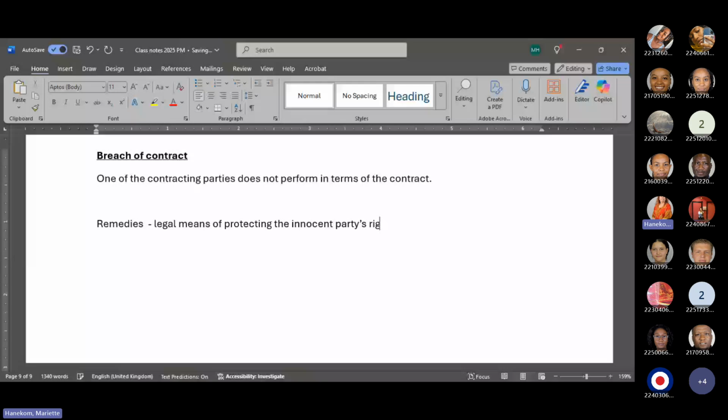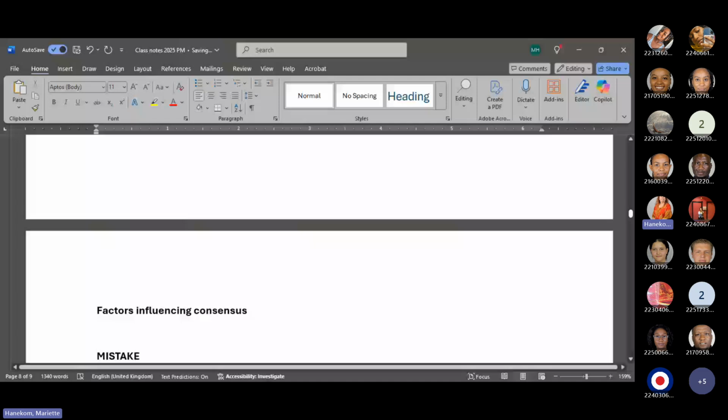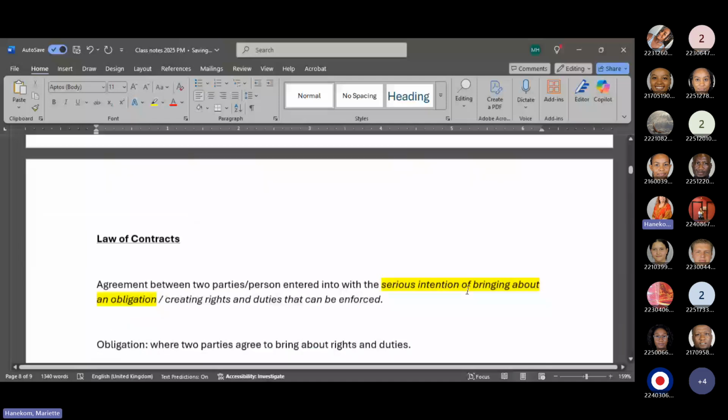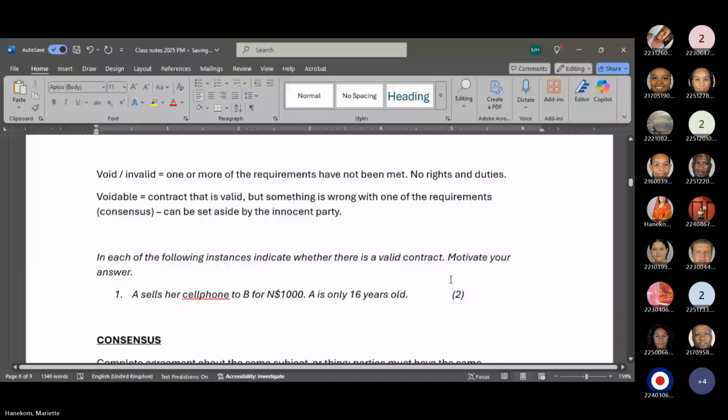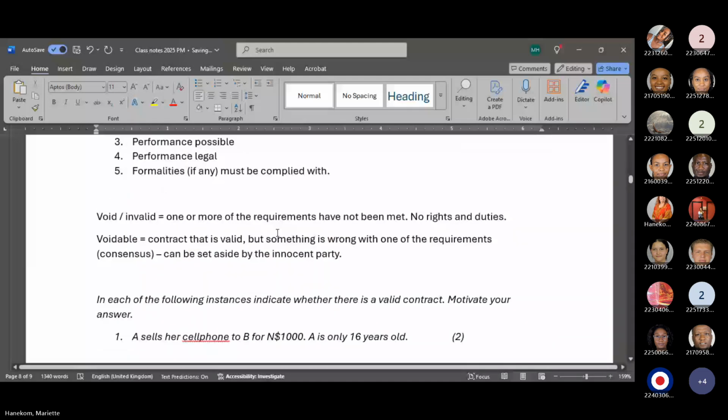Now, right at the beginning, let's scroll up. That's why I teach this way, because I can always go back and show you that I did do this, and you can't say, no, ma'am, we never did that. Law of contracts, we looked at valid, void, and voidable. If a contract is void, there are no rights and duties. There is nothing that you can claim. It is a nothingness.